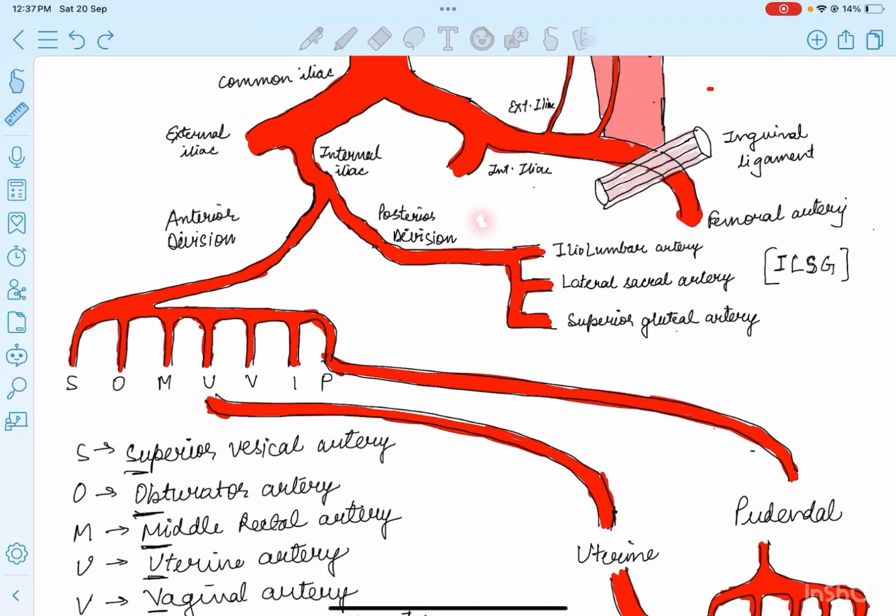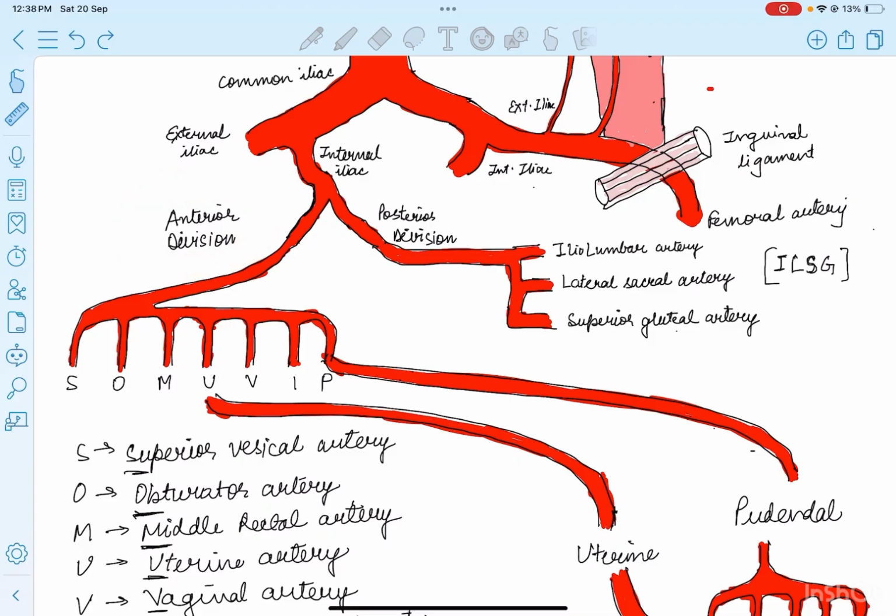The posterior division is not so important for our purpose, but still we can remember the arteries from a code, that is ILSG: iliolumbar, lateral sacral and superior gluteal. Even if you don't remember, there is no problem. So we'll focus on the anterior division.